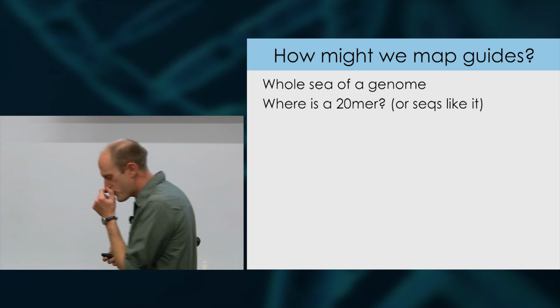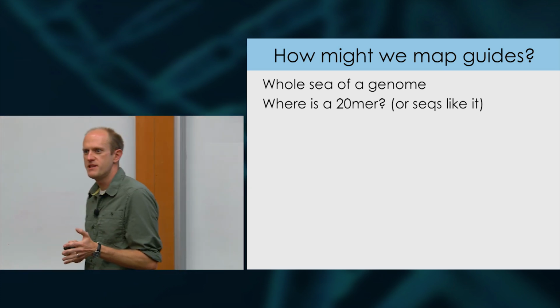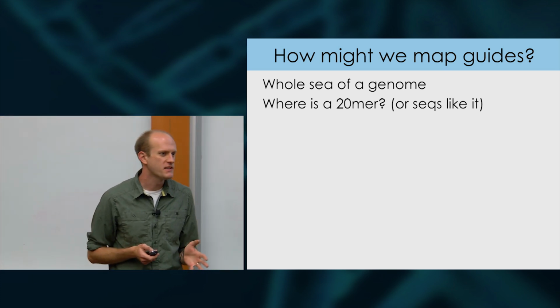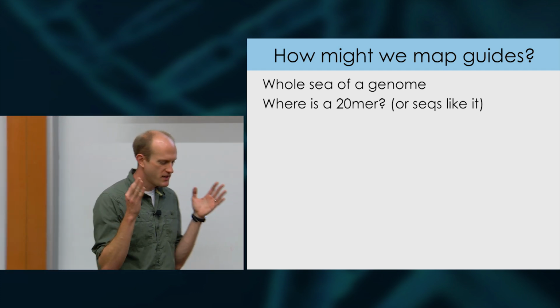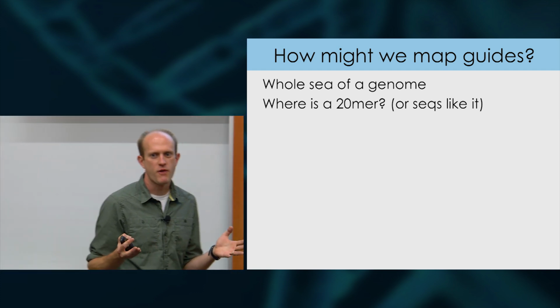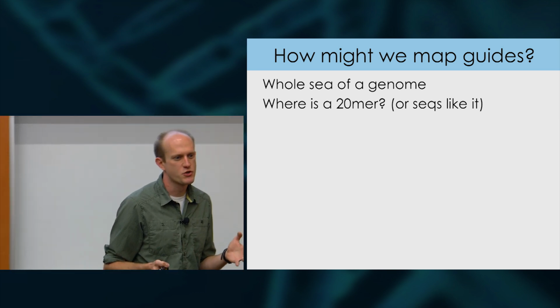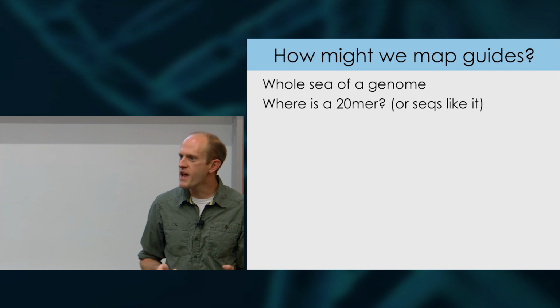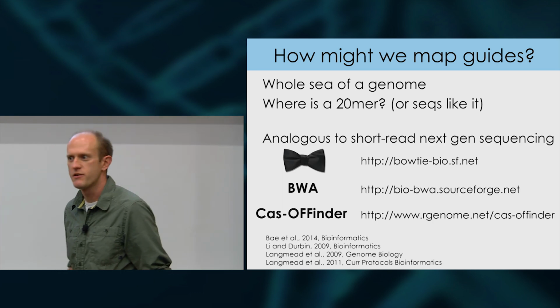If you think about this problem, it's actually really good that we live in the era of next generation sequencing. You're trying to take a short sequence and map it to a reference genome. That should sound pretty familiar, because that's basically short read alignment. And so the way people find where these guides go is they use short read alignment algorithms.